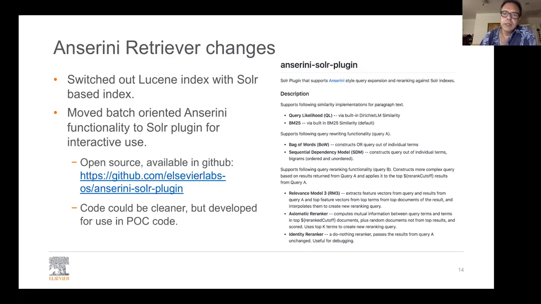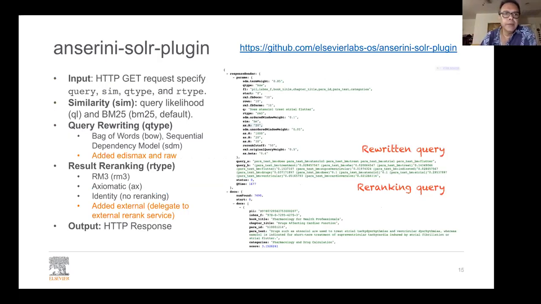On the right side, you see the README for my Anserini plugin, and there is a URL up here. I'll go into a little bit of depth on how it is used. It's like any other Solr plugin. It takes an HTTP GET request, and in that you pass the query, the question, and the similarity. For similarity, we indexed the paragraphs using different kinds of similarity implementations. One was QL, which is Dirichlet something or other, and the other was BM25. So that's the similarity.